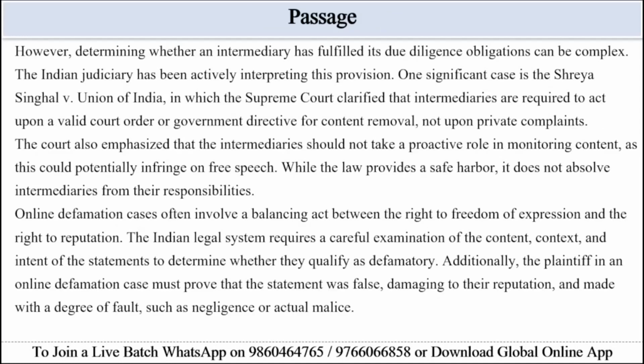So we can summarize this passage as follows: the passage explains how Indian law handles online defamation and the role of intermediaries like social media platforms and websites. It discusses section 79 of the IT Act 2000, which gives intermediaries safe harbor protection if they meet due diligence requirements, and clarifies through the Shreya Singhal versus Union of India judgment that they must act on valid court orders or government directives, not private complaints, and are not required to proactively monitor content.